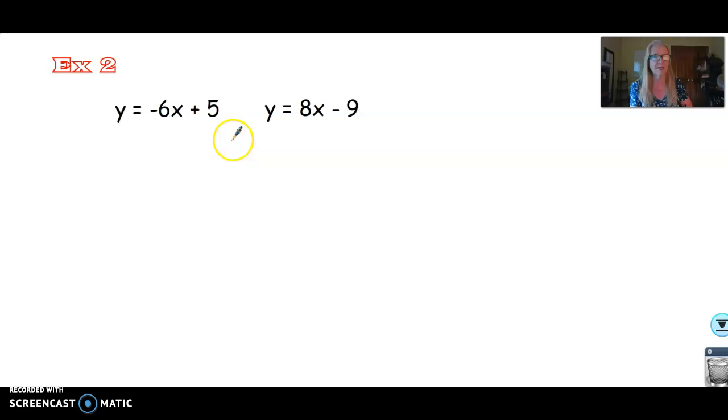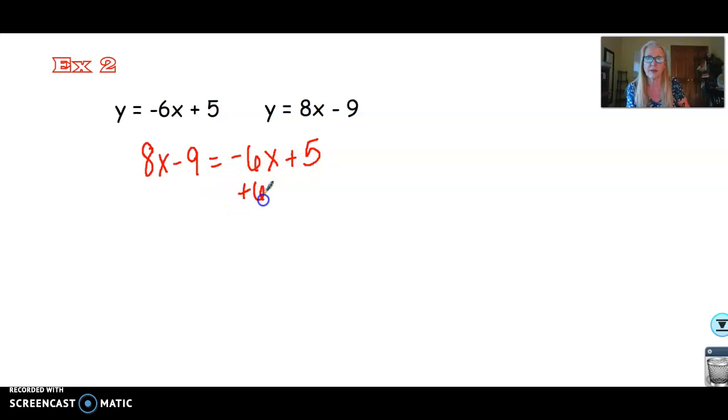All right, same exact thing. In all the examples in 7.1 or 7.2 part A will have been solved for y. And so all you have to do is substitute one of the expressions for one of the y's. So let's do 8x minus 9 equals -6x plus 5. Okay. Now we're just solving for x. Go after the smaller variable, add 6 to both sides.